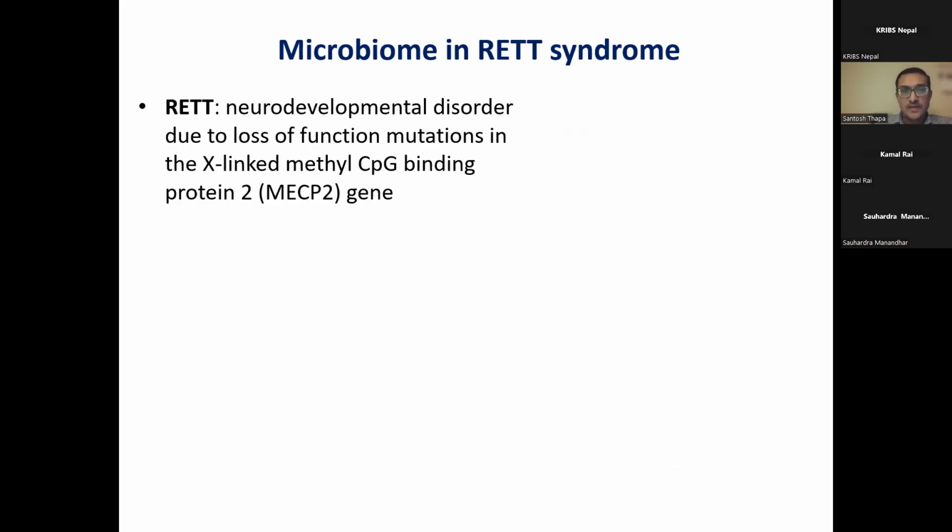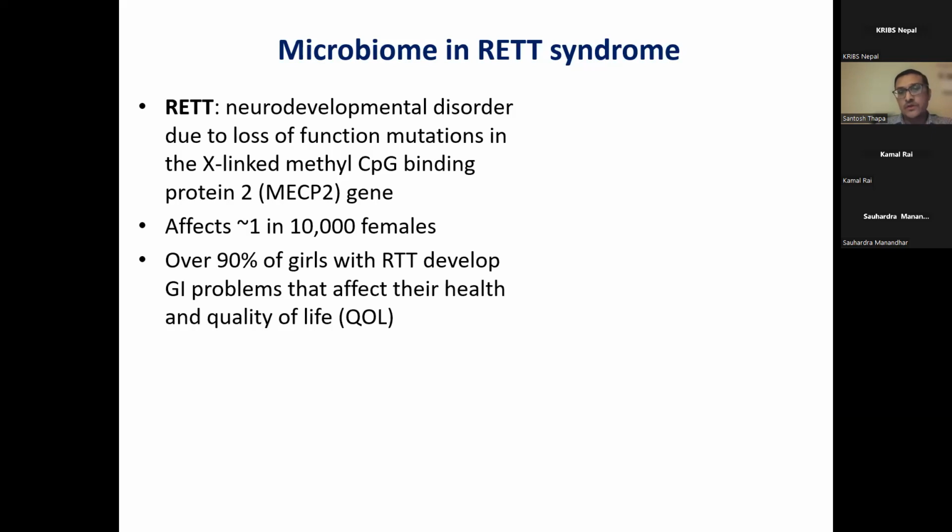In addition to that, we also look at the microbiome, how we can clinically apply it to one of the neurological disorders. It's a very rare neurological disorder. We call it Rett syndrome. Maybe you have not heard about it. It is a neurodevelopmental disorder due to the loss of function of the MeCP2 gene, the X-linked methyl CpG binding protein gene. It's very rare. It affects about 1 in 10,000 females. It's mostly in females or girls.